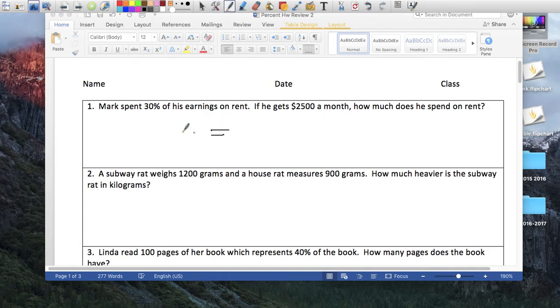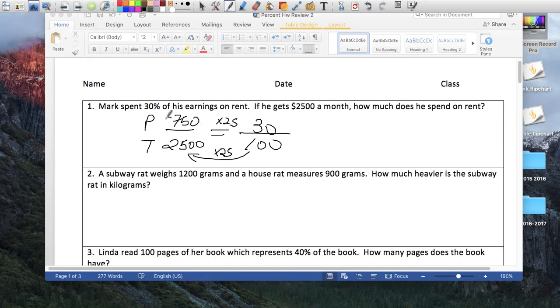It's a percent question. Let's set it up as a percent. So 100 goes here, the total. Percent goes on top, 30%. He gets $2,500 a month, and that goes down here. You try to find a relationship between 100 and 2,500, up and down or side to side. Up and down is no, so side to side is a yes. What times 100 is 2,500? Times 25. So on top will be times 25, and 25 times 30 is $750. So out of the $2,500 Mark makes, $750 goes to rent, which is not that bad.